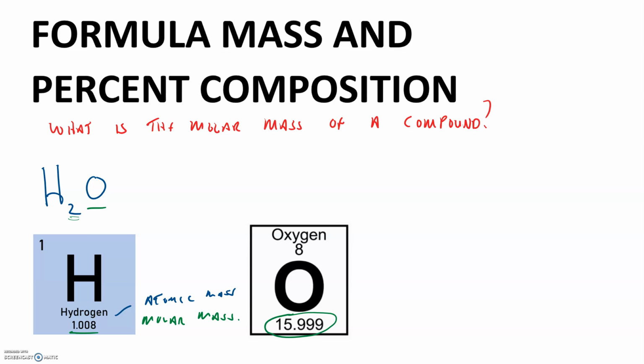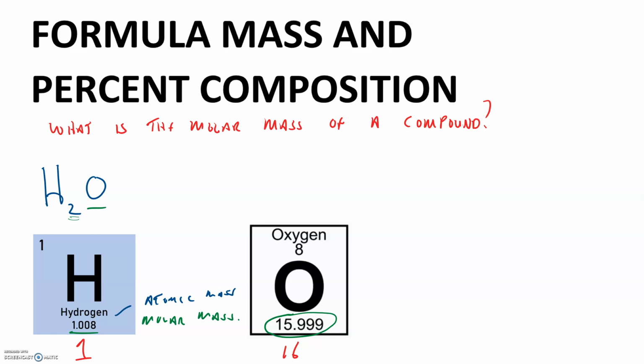Let's make this easy on ourselves. We're going to round these to the nearest whole number. That's going to make things a lot easier. So when we're asking what is the molar mass of a compound, we're adding up the atomic masses or formula masses or molar masses, whatever you want to call them, of every element in this compound.